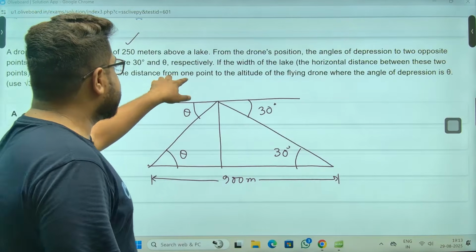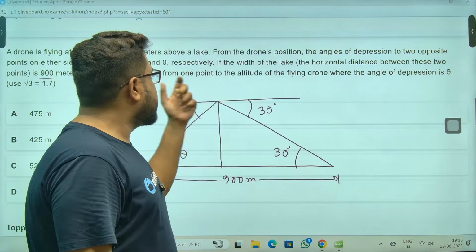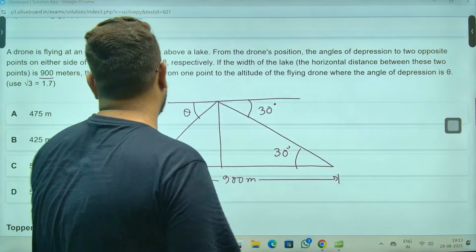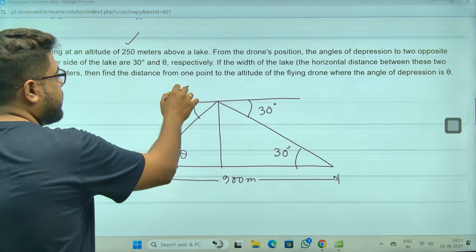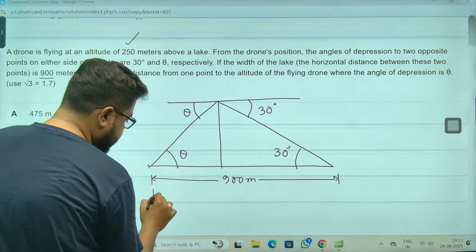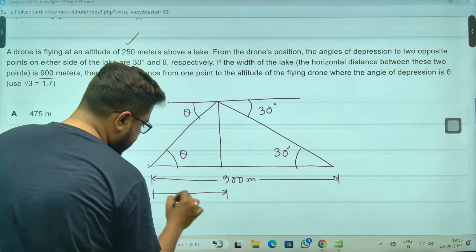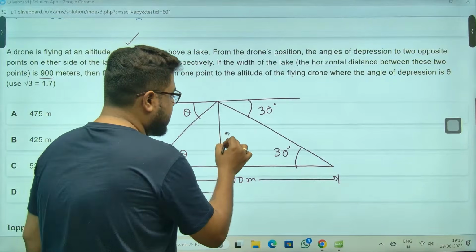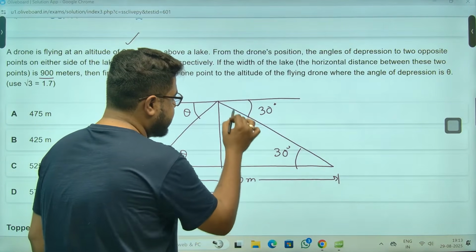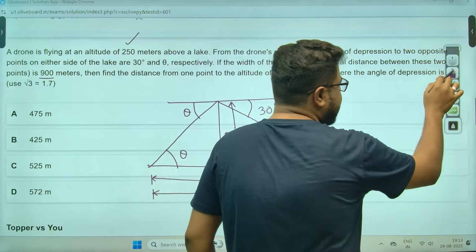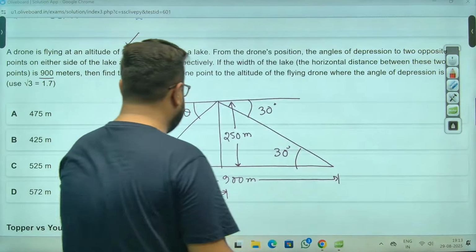Then find the distance from one point to the altitude of the flying drone. Acha, sir. Meaning they're asking for this distance. They are asking us to find this distance, wherever from we have taken this altitude, that is 250 meters, this height. This is given.